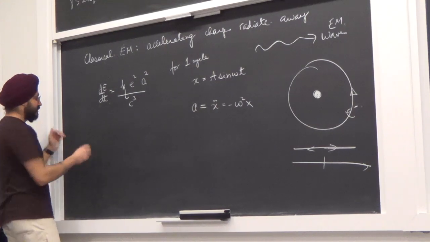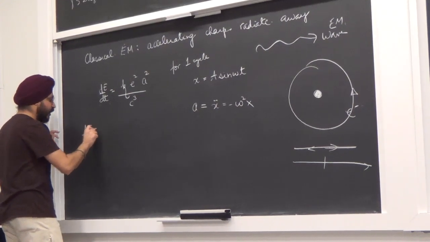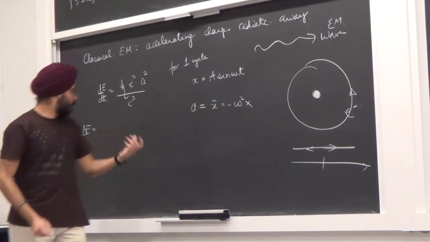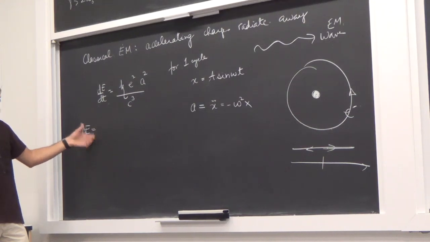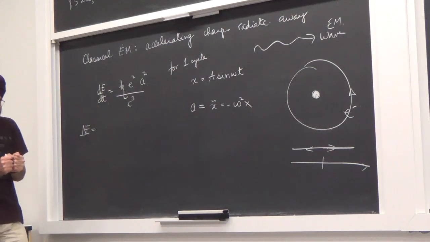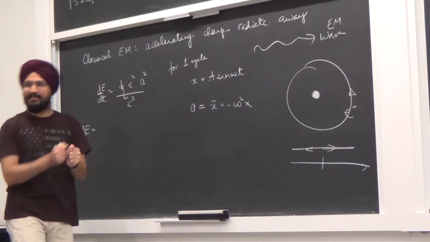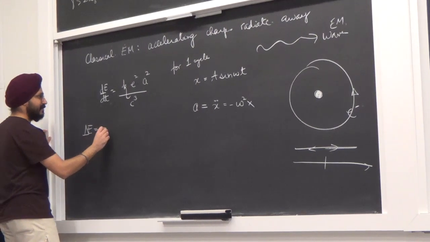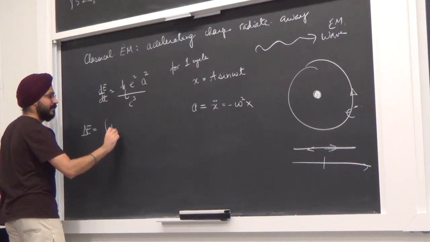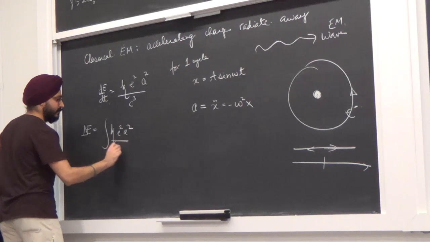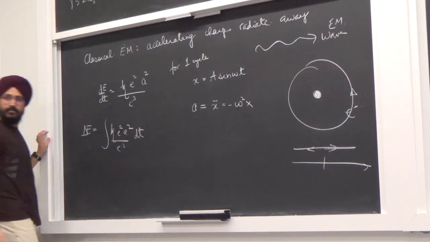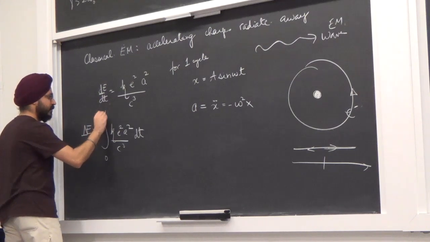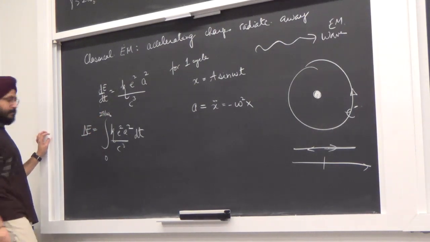So the question I ask you is, how much energy is lost in one cycle? What's delta E for one cycle? You have the rate of change. It tells you at every point how you are changing. Keep adding those changes up, get the net change. So delta E for one cycle is the integral of kappa e squared A squared over c cubed dt, and t goes from 0 to one cycle, hence 2 pi over omega naught.